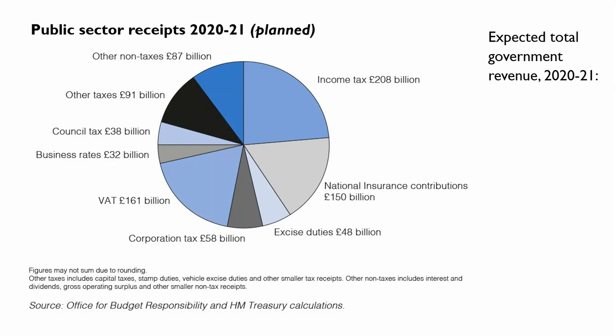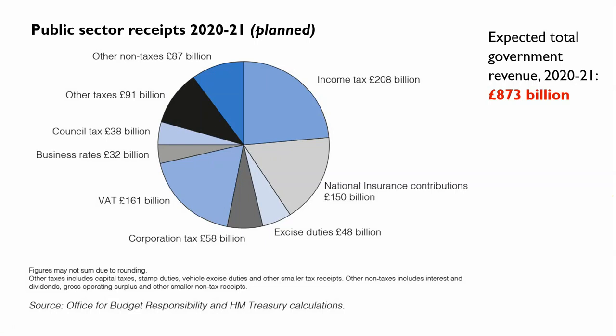A bit of context, this is from the spring 2020 budget. Expected total revenue from 2020 to 2021 was 873 billion in the budget. But it's worth being aware that that figure is subject to change. Income tax depends on how much people are earning, as do national insurance contributions. And so if unemployment rises, we'd expect those to decrease.